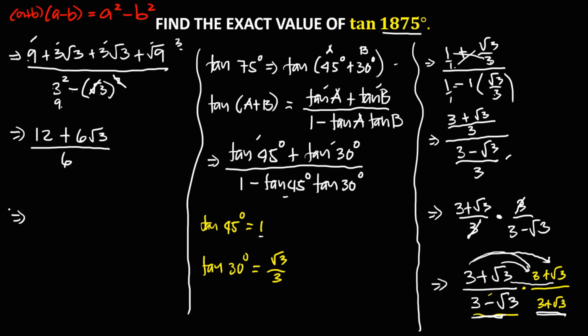Then observe the numbers: we have 12, 6, and 6, so all are divisible by 6. 12 divided by 6 is 2, plus 6 divided by 6 is 1, or simply square root of 3. And 6 divided by 6 is 1. So therefore, the exact value of tangent 1875 degrees is 2 plus square root of 3.